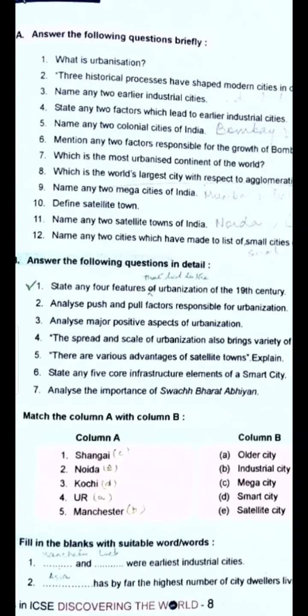Now state any 5 core infrastructure elements of the smart city. It's given in the diagram itself on page 45. Otherwise, you can select from page 46.